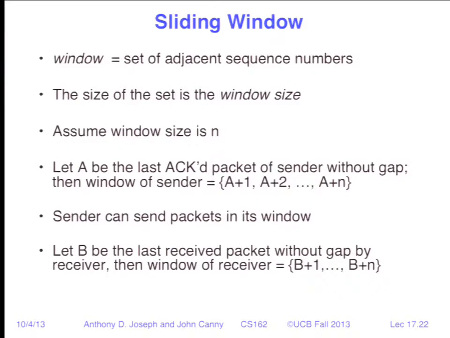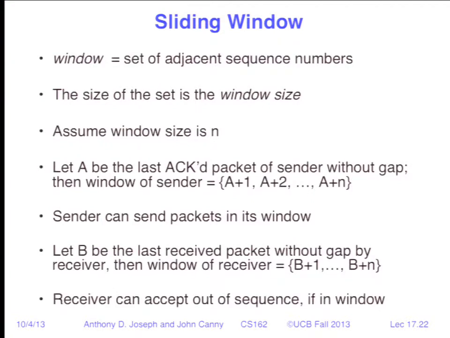At the receiver, we maintain a window also. B is the last packet that the receiver has received without a gap. So B's window is then B plus 1 all the way up to B plus N. Now, the receiver can accept a packet that comes out of sequence as long as it's within its window. So if it gets B plus 1 and then it gets B plus 3 and the window size is 7, that's perfectly fine. It can accept B plus 3.